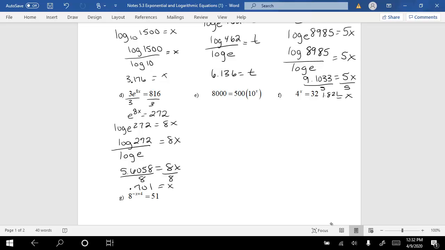So E is going to begin the same way. I'm going to need to get the base and the power by itself. So let's divide both sides by 500. So 8,000 divided by 500 is 16. Those are going to cancel out and give me 10 to the x. So we're used to seeing 10 to the x equals 16. So this is log base 10 of 16 equals x. So we would say log of 16 divided by log of 10 is equal to x.